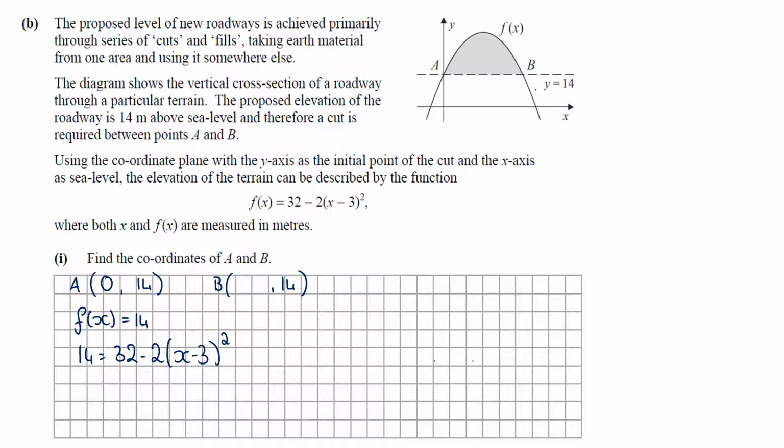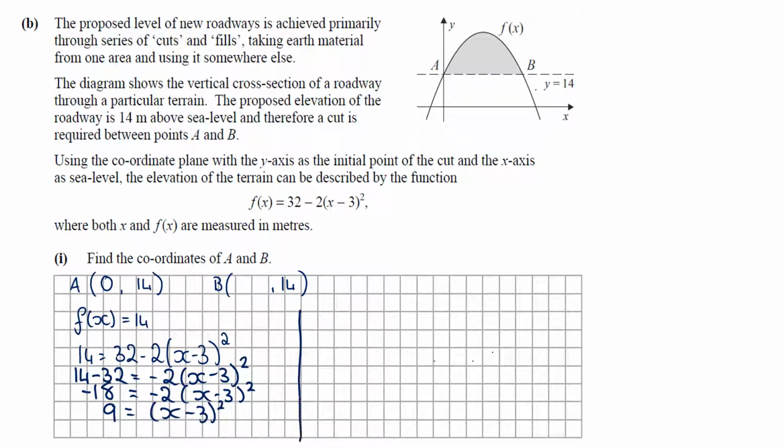So I'm going to use that method. First of all, I'm going to bring the 32 across, minus 2 times (x minus 3) squared. So what we get here is minus 18 is equal to minus 2 (x minus 3) squared. I'm going to divide both sides, so I get 9 is equal to (x minus 3) squared.